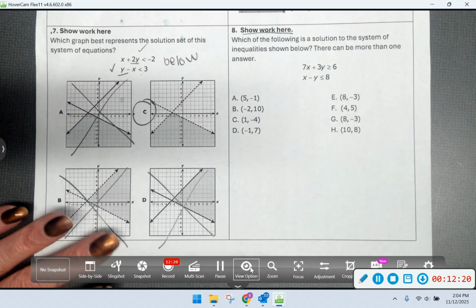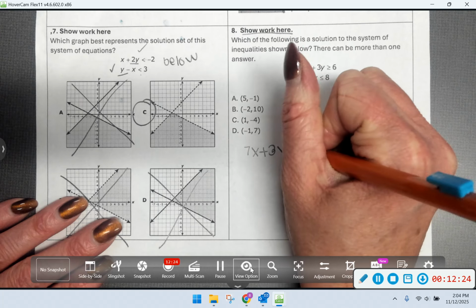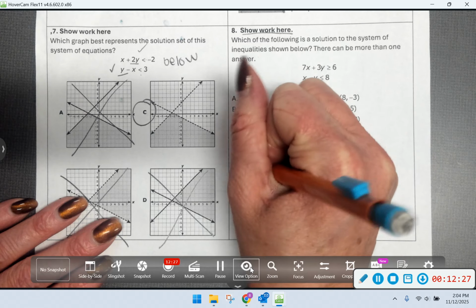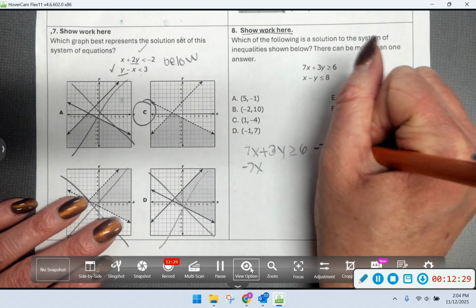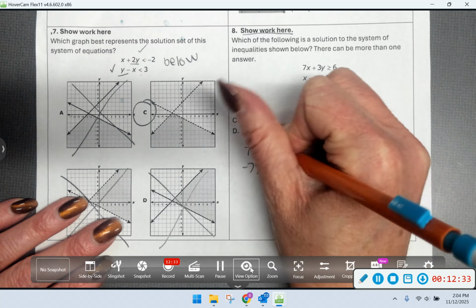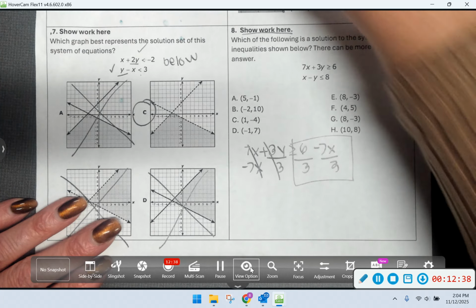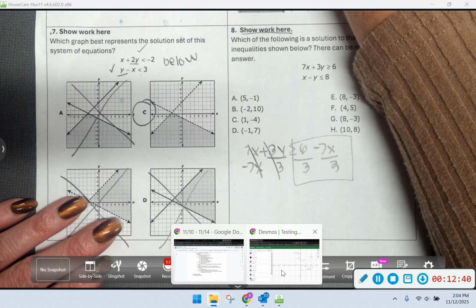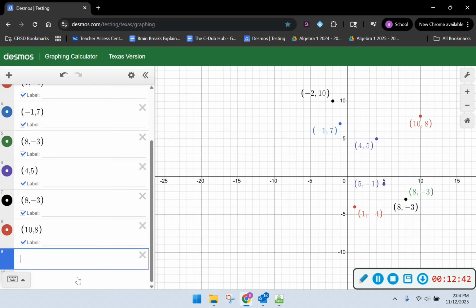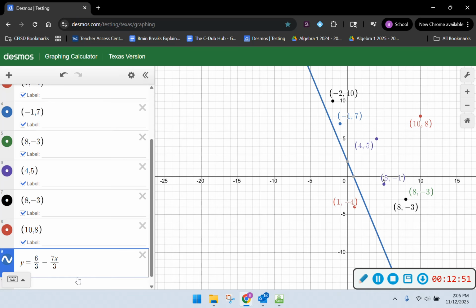Now I'm going to solve for y. I'm going to solve both of them for y. So I'm going to move my x, then divide. So I'm going to subtract 7x, then divide by 3. I'm going to type that into Desmos. So I'm going to type in y equals 6 divided by 3 minus 7x divided by 3.